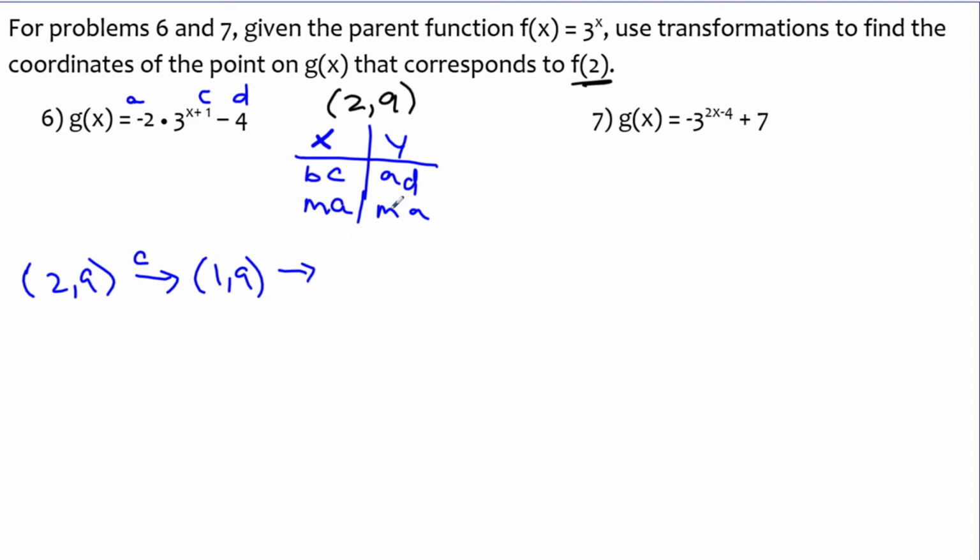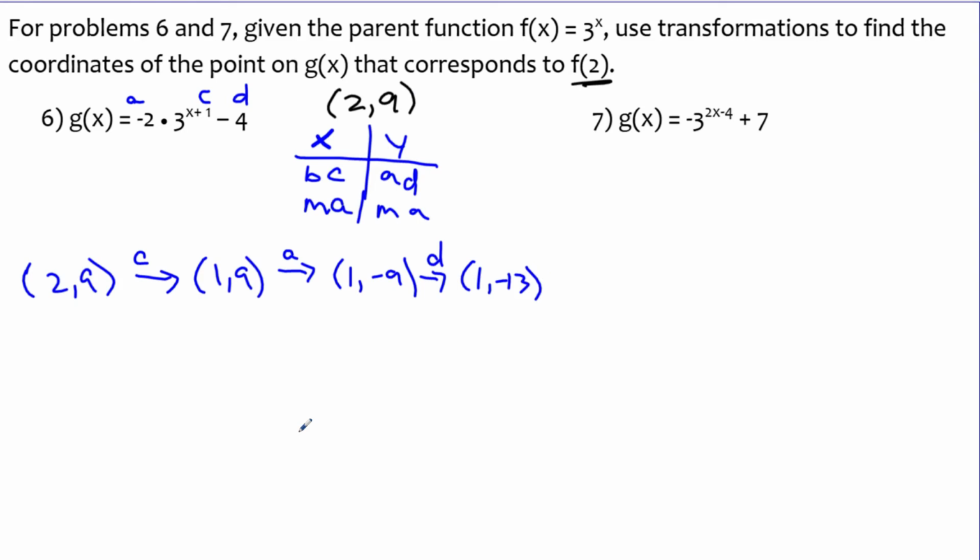And now I'm going to go to the next one. It says multiply the a value by y. Well, my y in my most recent iteration of this point is a 9. Multiply that by negative 1, so this is my a transformation, will become 1 comma negative 9. And then I'm going to do a d transformation, which says add d to the y value, add negative 4 to negative 9, and that will become negative 13. So 1 comma negative 13.